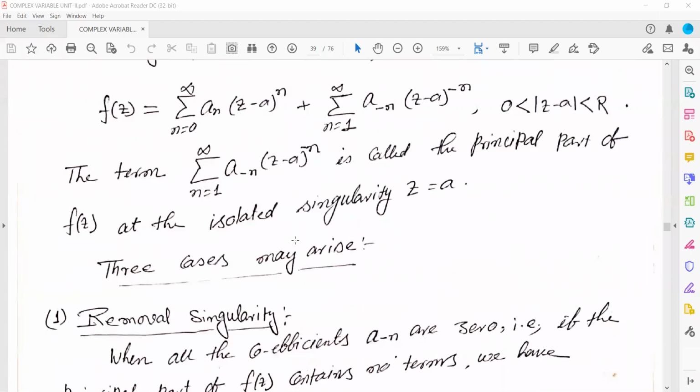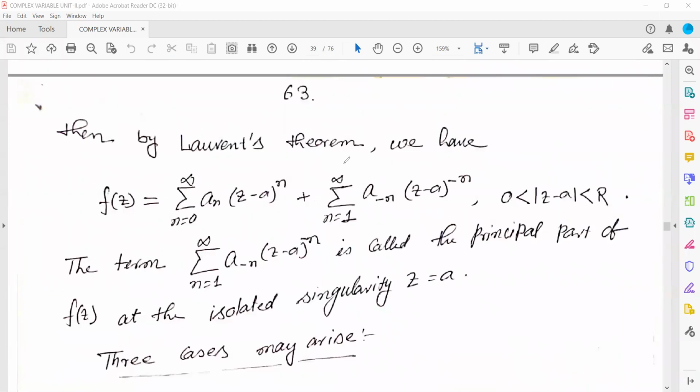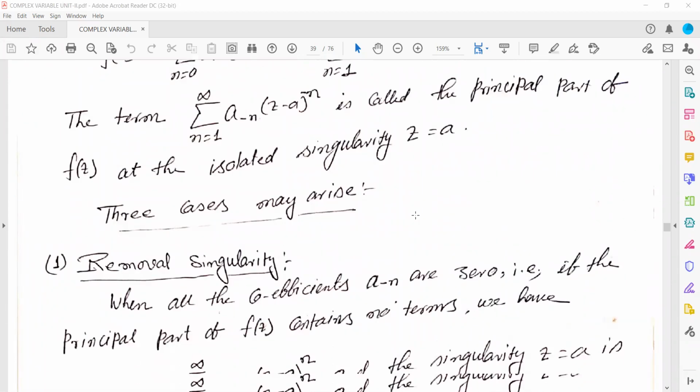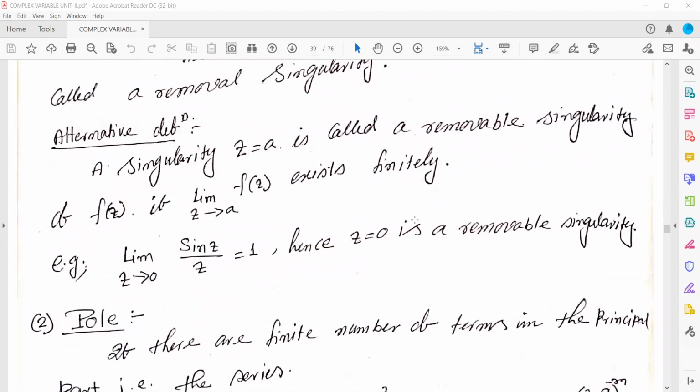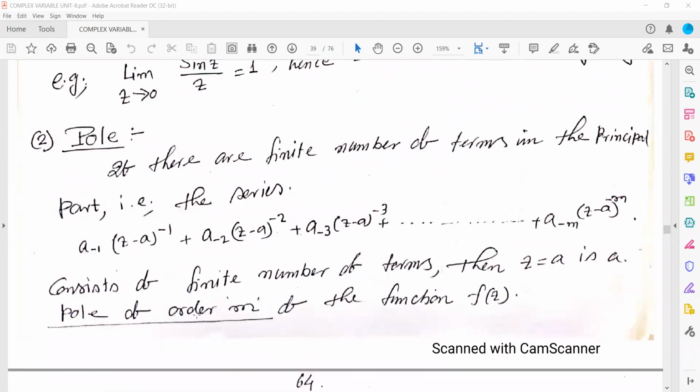If this principal part contains a finite number of terms, then z equal to a, the point at which you are checking what kind of singularity it is, is called a pole of order m. What is the order here? It is m. So the order is how many terms there are.